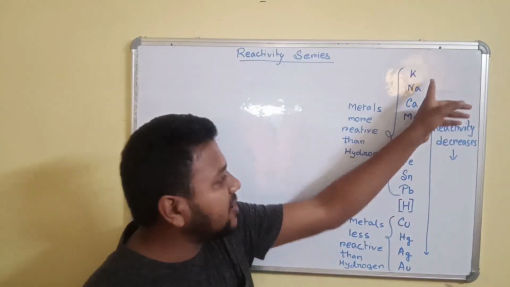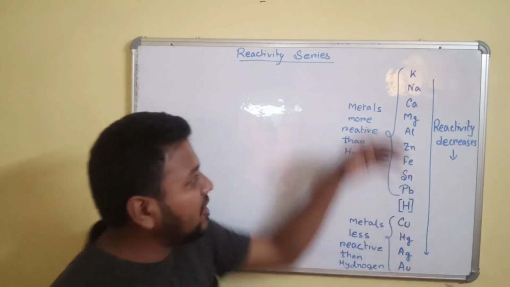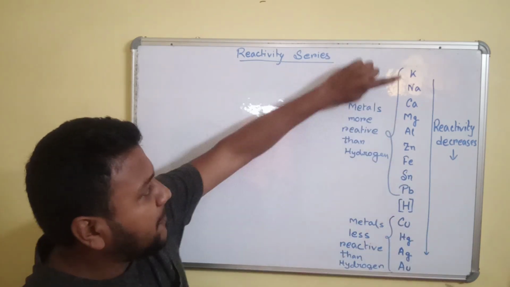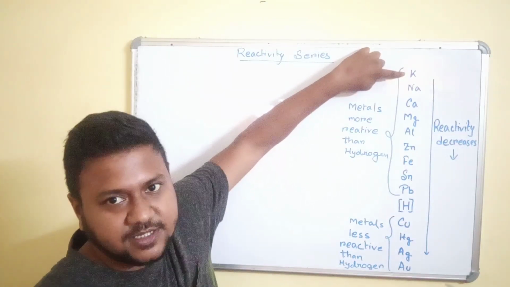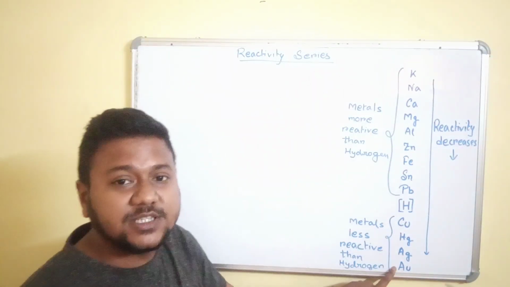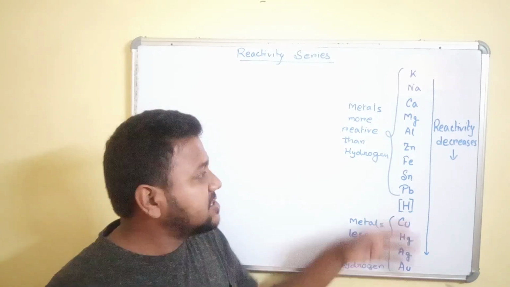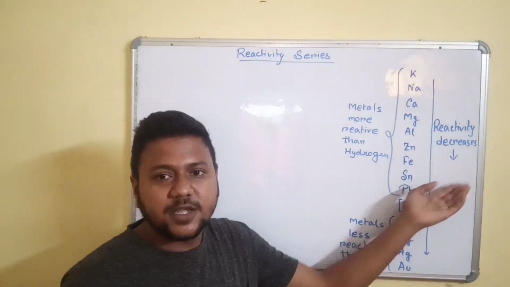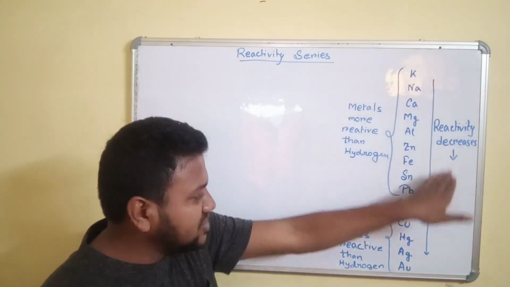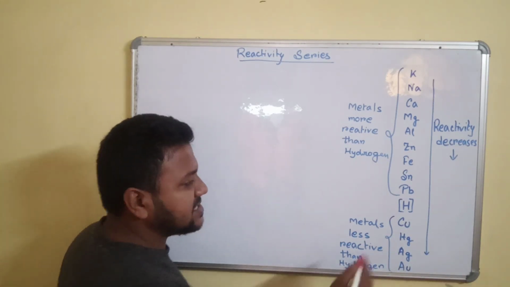The reactivity of the metals decreases downwards. So in this series, potassium K is the most reactive metal, whereas Au, which is gold, is the least reactive metal. This series represents the reactivity of the metals, and the reactivity gradually decreases as we go down in the series.